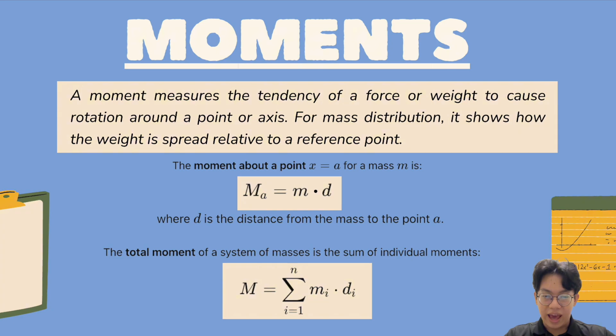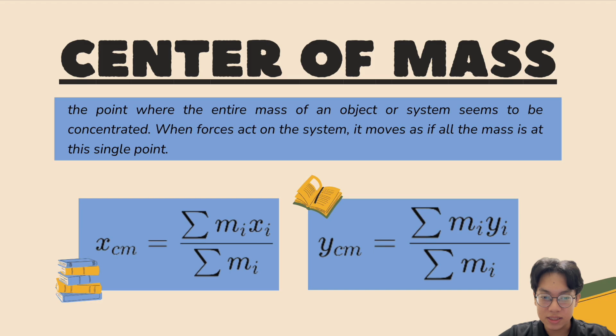Total moment, M, is equal to the sum of m_i d_i from i equals 1 to n, which is the total number of masses. m_i is the mass of the ith object in the system, and d_i is the distance of the ith object from the reference point. Center of mass.